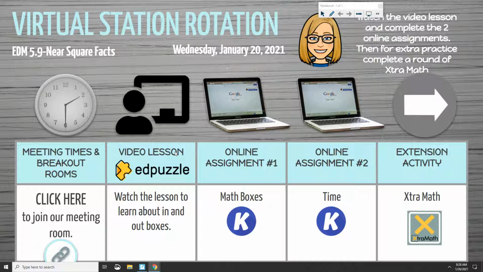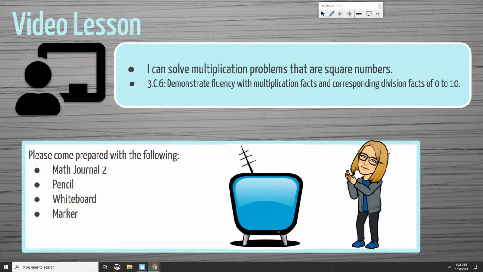So your assignments are math boxes. You have a time page and an elapsed time page. We haven't done these in a little bit, but I want to practice this because we need to get back into doing those elapsed time problems so that we can get better at them. And we have extra math that you're going to do as well. So our goal for today is I can solve multiplication problems that are square numbers.